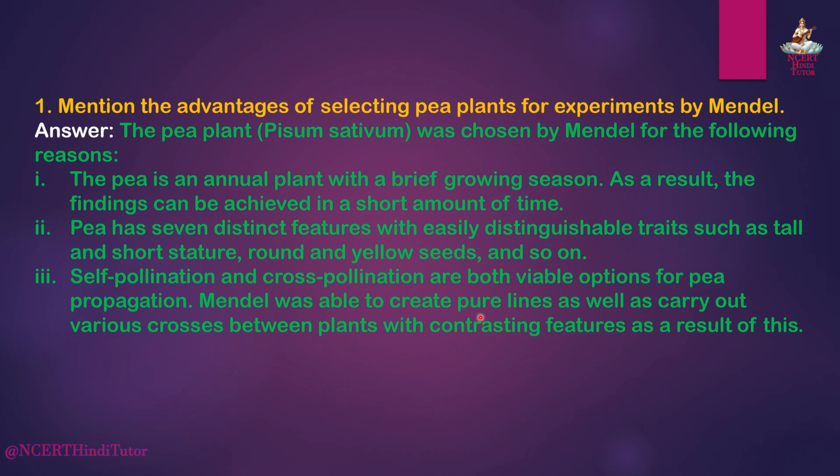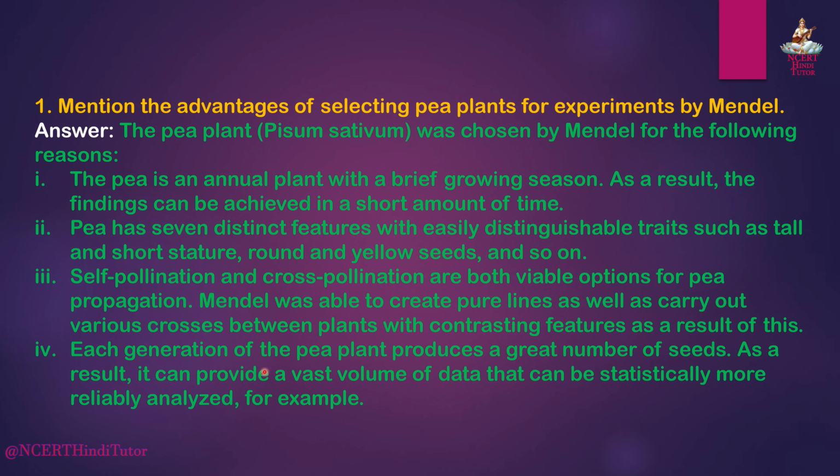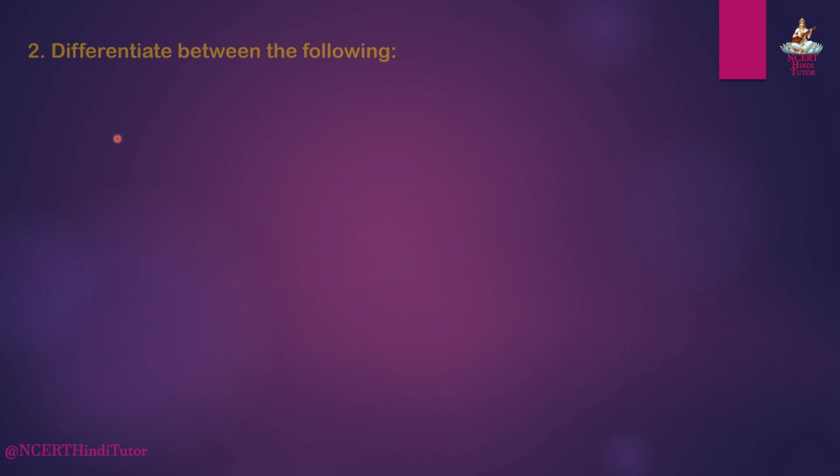Mendel was able to create pure lines as well as carry out various crosses between plants with contrasting features as a result of this. Fourth, each generation of the pea plant produces a great number of seeds. As a result, it can provide a vast volume of data that can be statistically more reliably analyzed. For example, Question 2. Differentiate between the following.